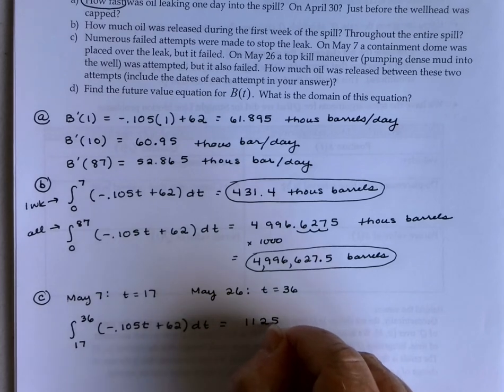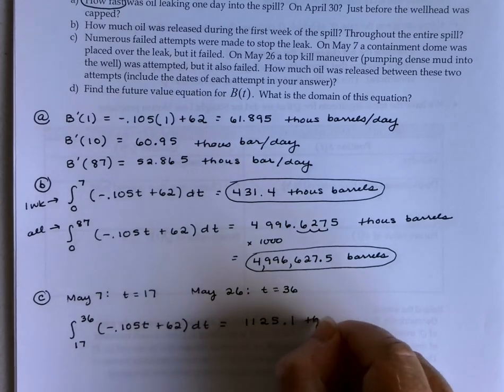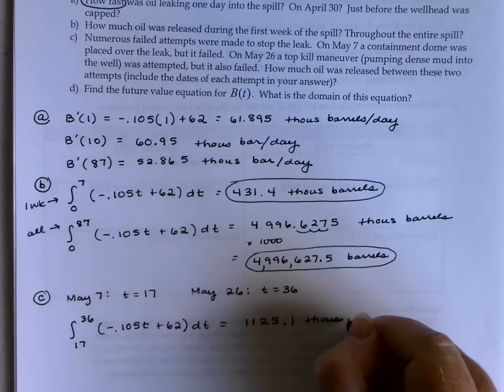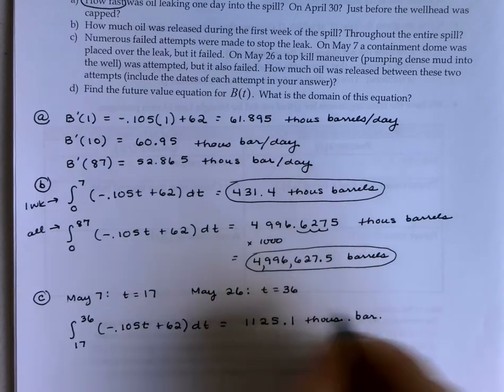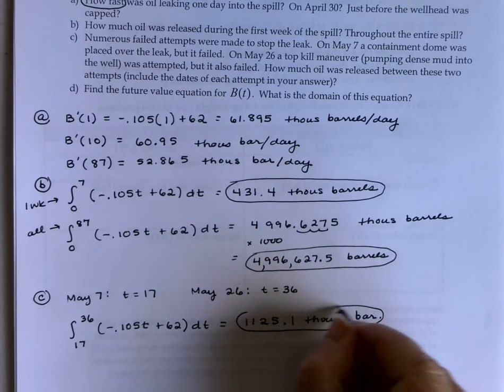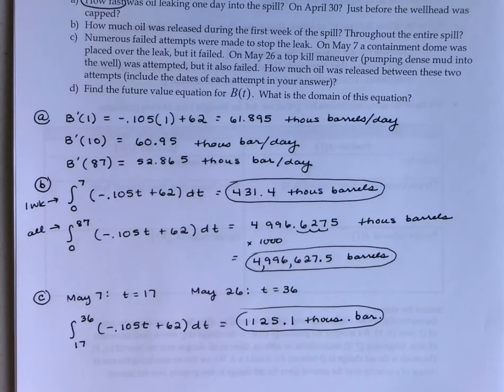I got 1125.1. And that would be in thousands of barrels. So a bit over 1 million barrels, really, between the two attempts they made to cap off the oil spill.